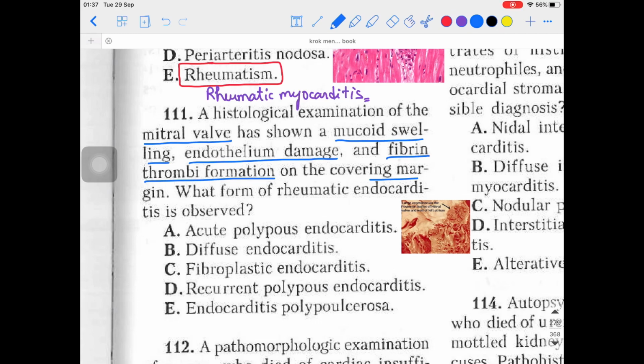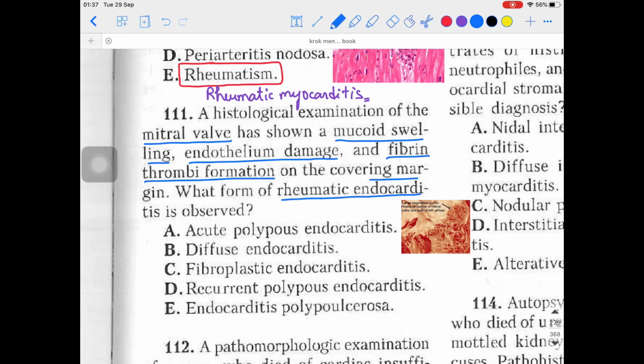So over here, the mitral valve is having the problem, mucoid swelling is seen over there, which means there is endocarditis. They are asking which kind of rheumatic endocarditis. I told you that one of the complications of the heart as far as rheumatism is concerned is endocarditis as well. I told you pericarditis, myocarditis and endocarditis. In the previous question I told you the myocarditis complication, that was the Aschoff granuloma.